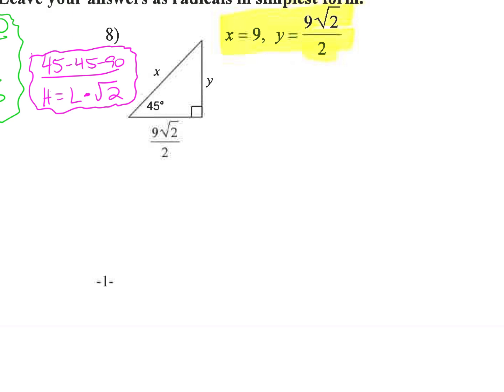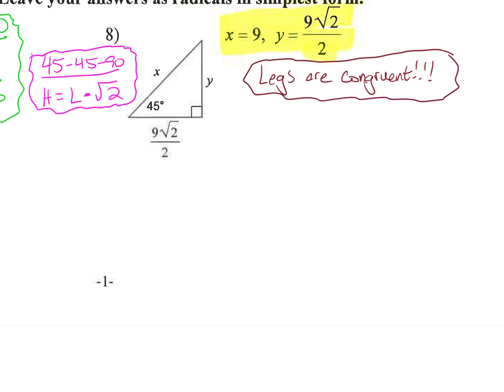So number 8, what kind of triangle is this one? 45, 45, 90. And what do we know about the legs on a 45, 45, 90? They're the same. So make note of that. Legs are congruent. So if you know one leg, you automatically know the other leg. Don't even have to solve for it.